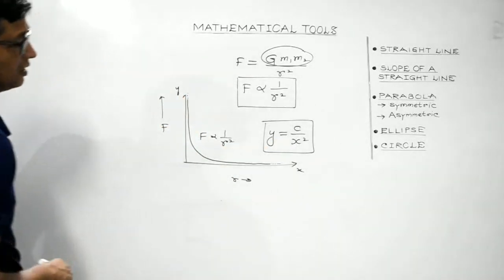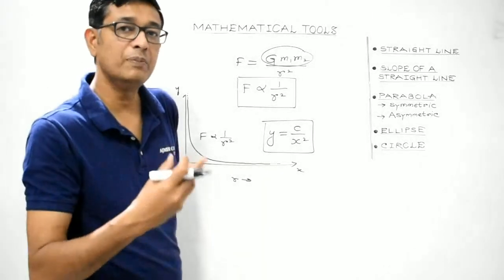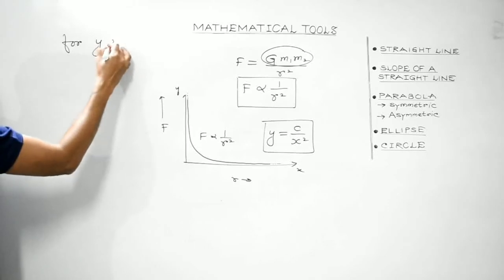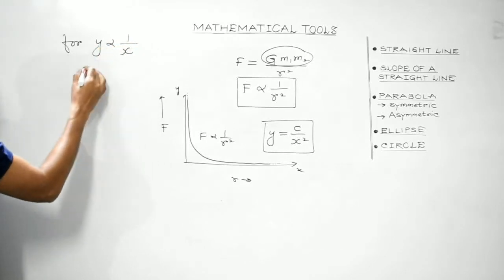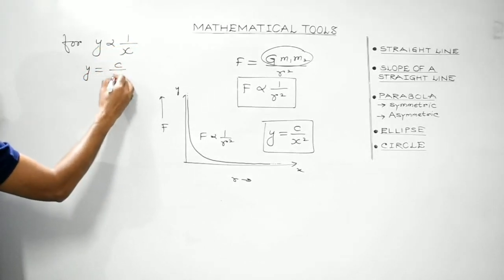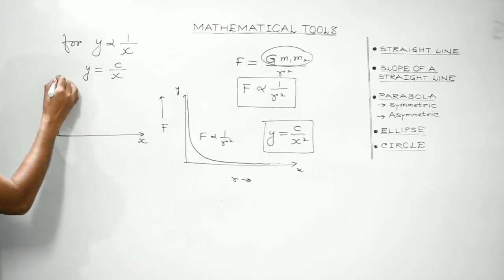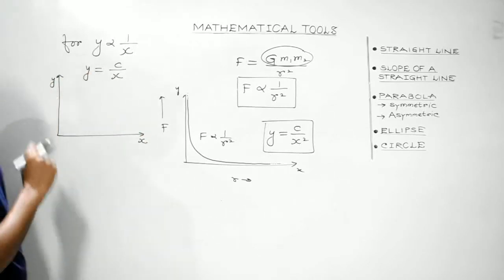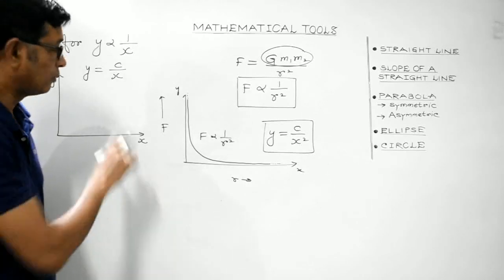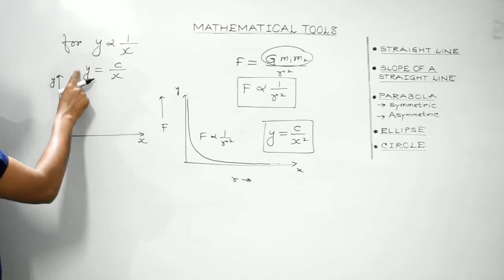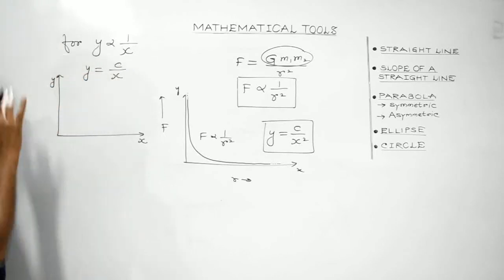Clear? Another case. For rectangular hyperbola, for y is proportional to 1 by x or y is equal to c by x, what will be the nature of the graph? It will be like this. This is x, this is y. Again, if you plot a graph, it should meet on both the axes at infinity. For x equals 0, y equals infinity. And for x equals infinity, y would be 0.